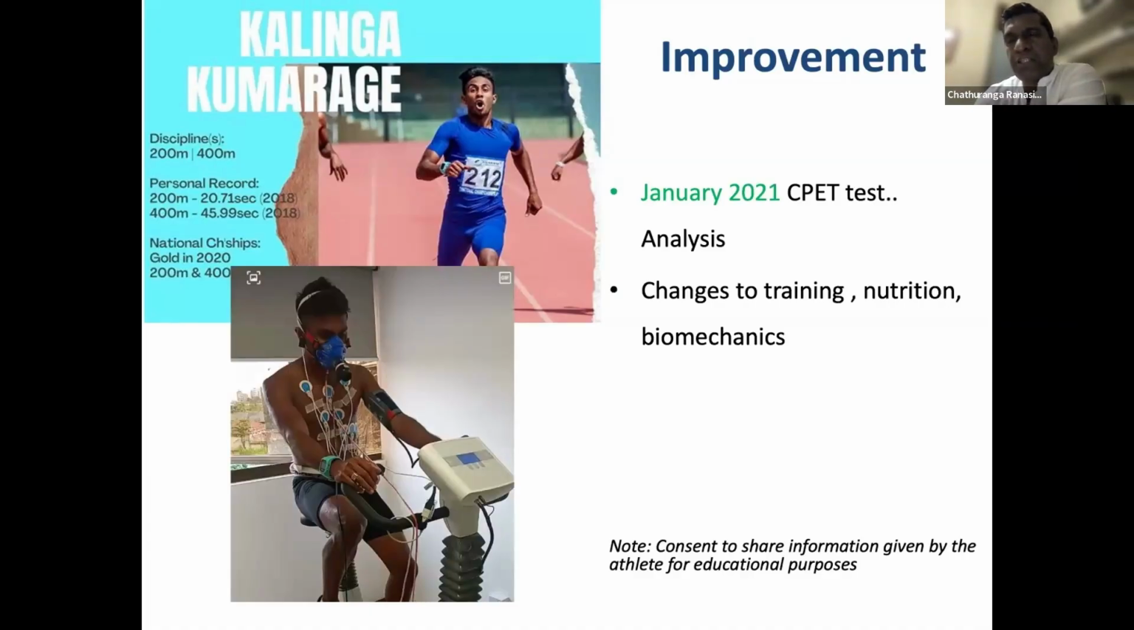For him we included a lot of endurance training, and even the speaker who is next to speak, Professor Ranil Jayawardena, was also involved. And because of the lactic acid, we incorporated nutritional changes to his diet to reduce this lactic acid buildup.